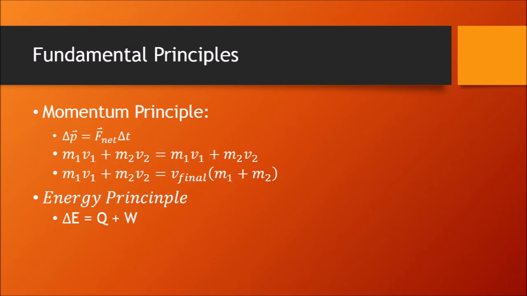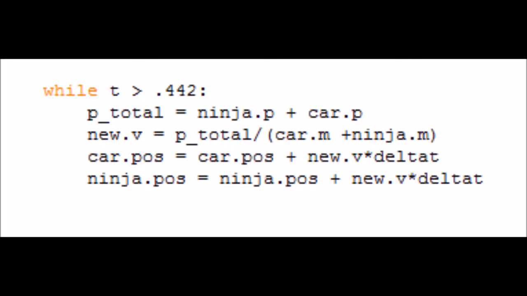Because there are no net forces acting on our objects, delta P will be 0. Because momentum is preserved, the momentum of object 1 plus the momentum of object 2 will be equal to the momentum of object 1 plus the momentum of object 2. Because the two objects come together and make one object, the final velocity will be equal to the momentum of object 1 plus the momentum of object 2, divided by the total mass.